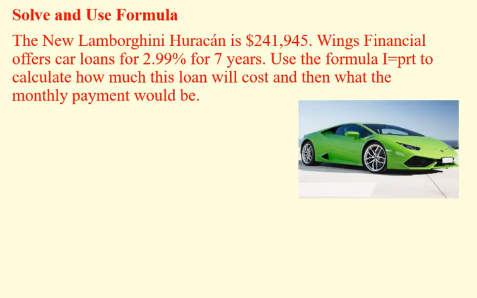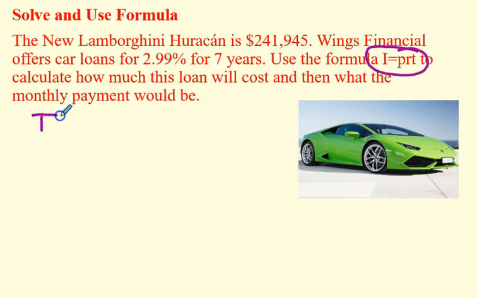So now we're going to be solving using a formula. We have a Lamborghini. It costs $241,945. I'll take 5, please. We can get a loan on this car for 2.99% over 7 years. We can use the formula I equals PRT to calculate how much this loan will cost. The I is interest, and then what the monthly payment would be. So P is the initial amount. P is the principal. R is the interest rate as a decimal, not as a percentage. And T is the amount of time that we're having this loan for.